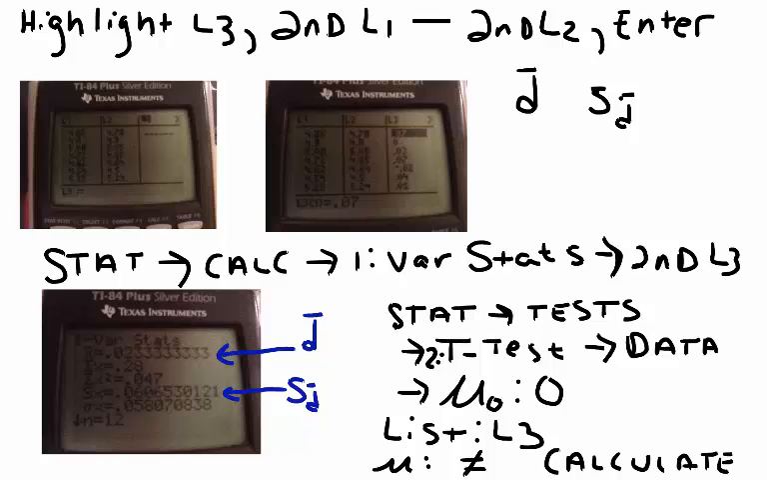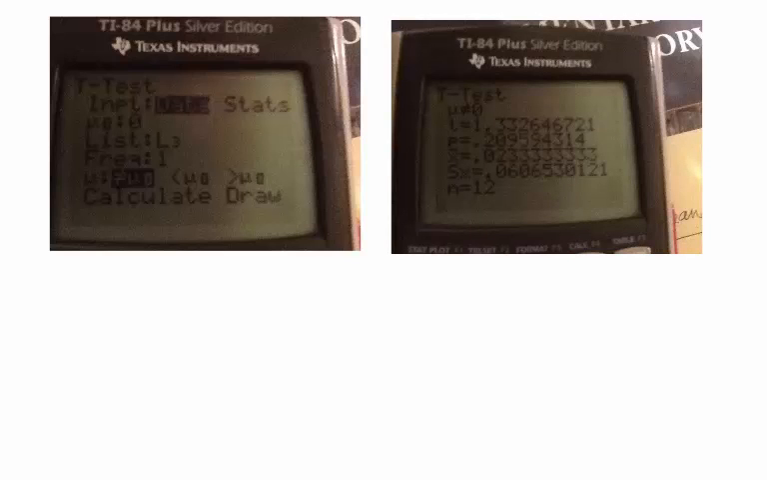So let me go to another screen to show you what that screenshot should look like. And once we press Calculate, we'll achieve the following results. Here are the results of our t-test. Our standardized test statistic is 1.33. Our p-value is 0.20959, and so on, about 0.21.